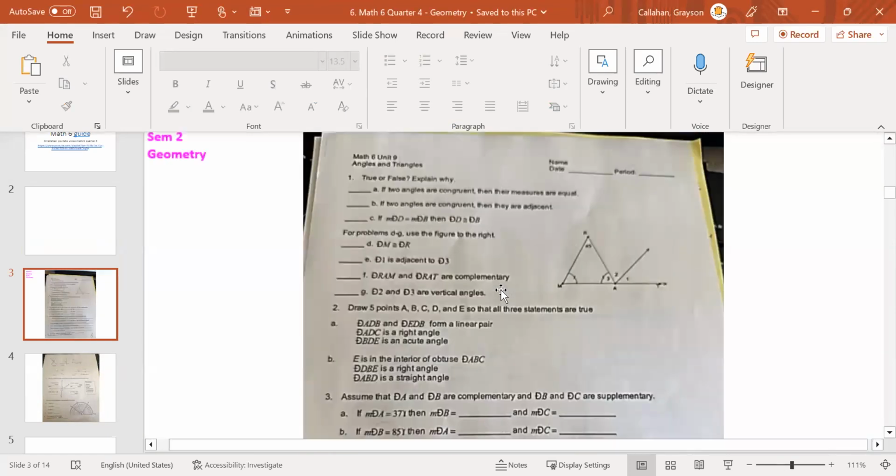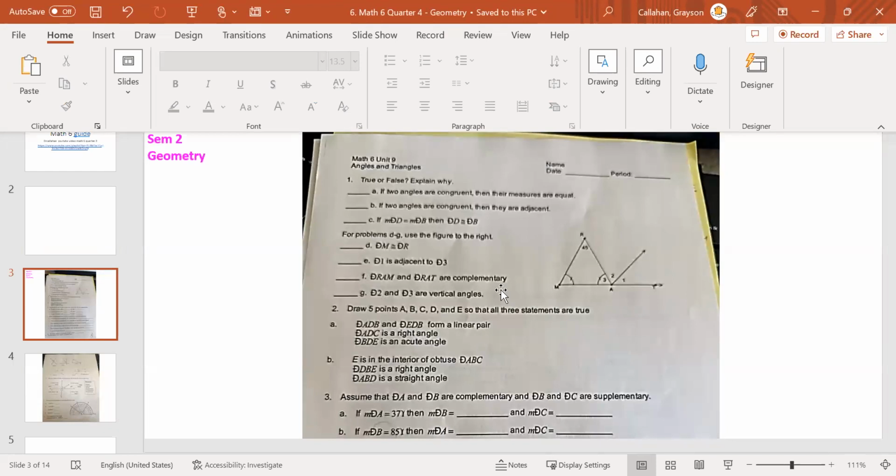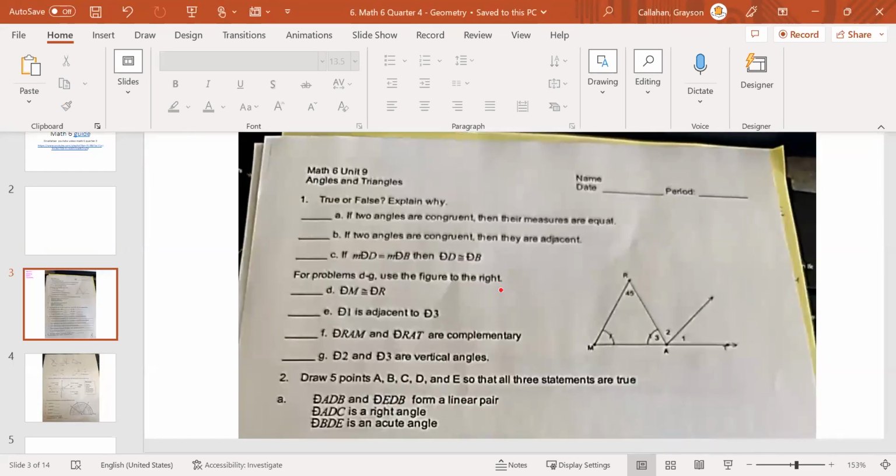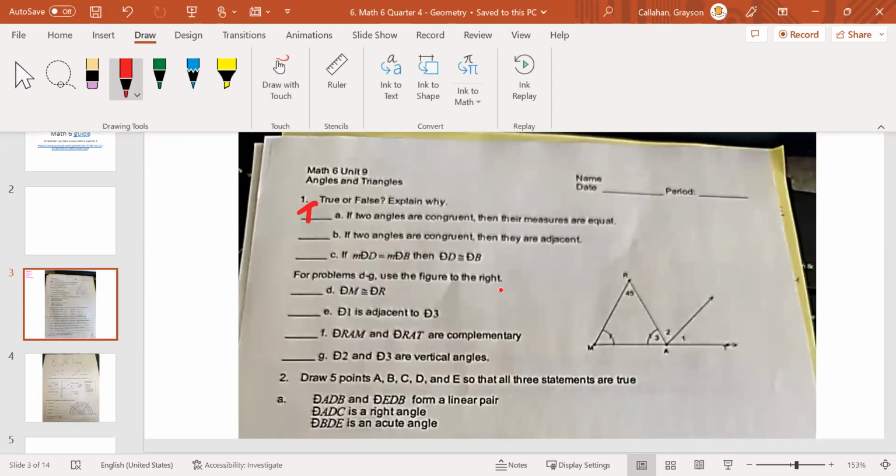All right, so we're going to go over some terminologies here. Question number 1. If two angles are congruent, their measurements are also equal. That will be true. If two angles are congruent, then they are also adjacent. That will be false, because if two angles are congruent, like for example, right here, 90 and 90, in this case, they are, okay? But it is very possible that if you have vertical angles, like those two angles are the same, but they're not adjacent.